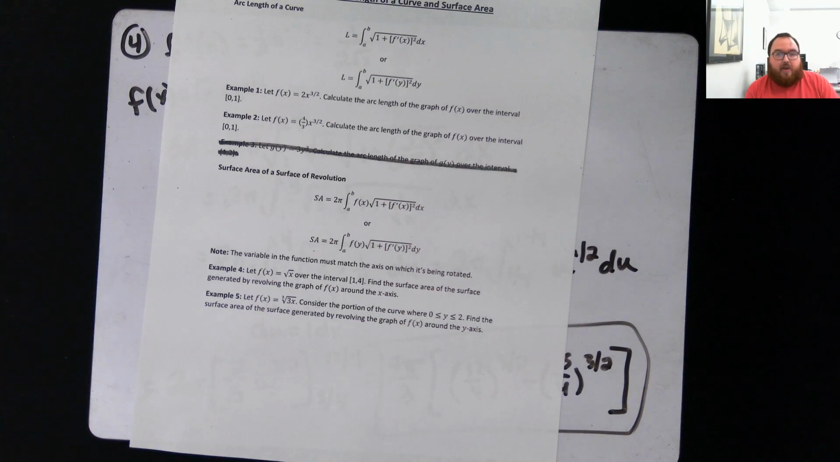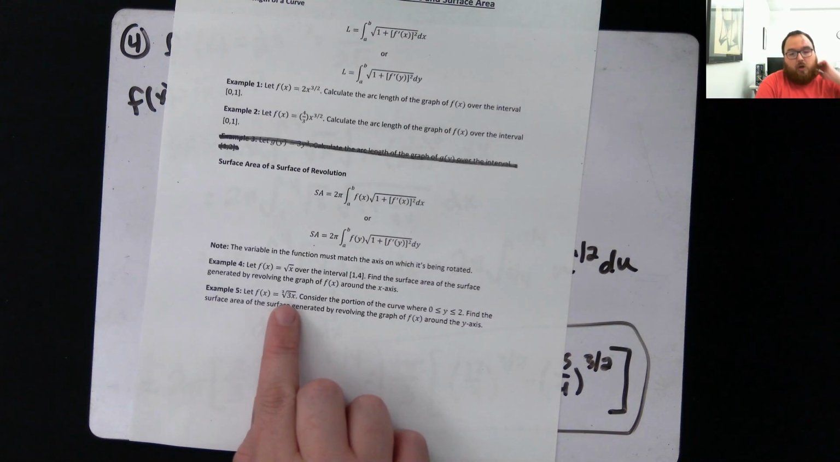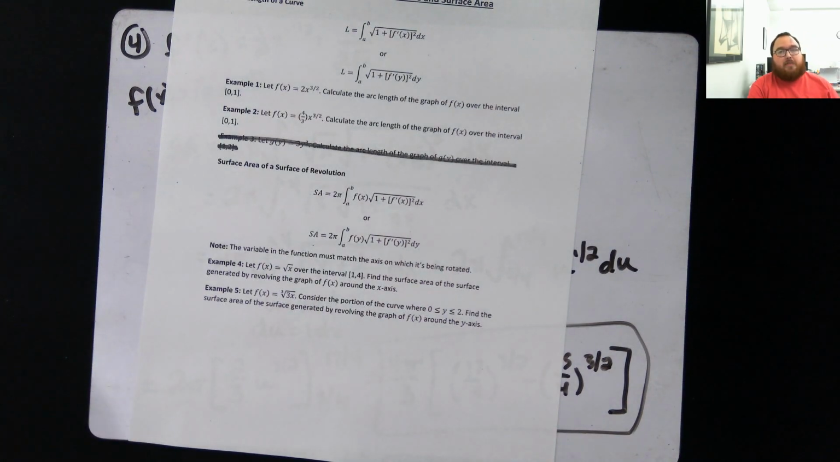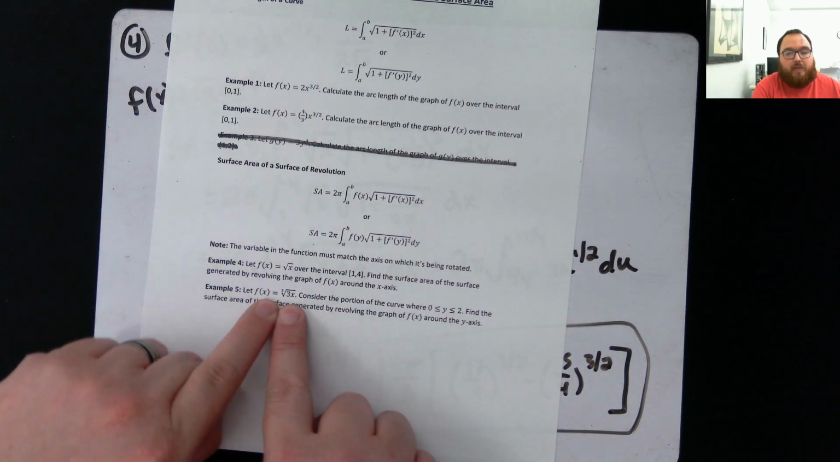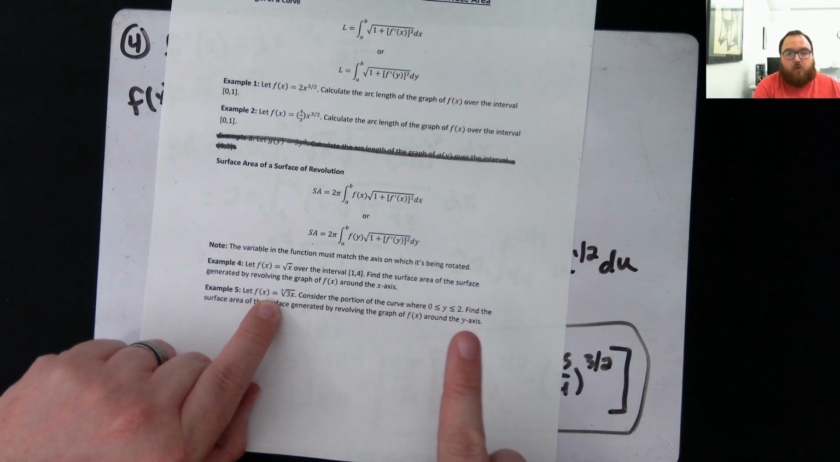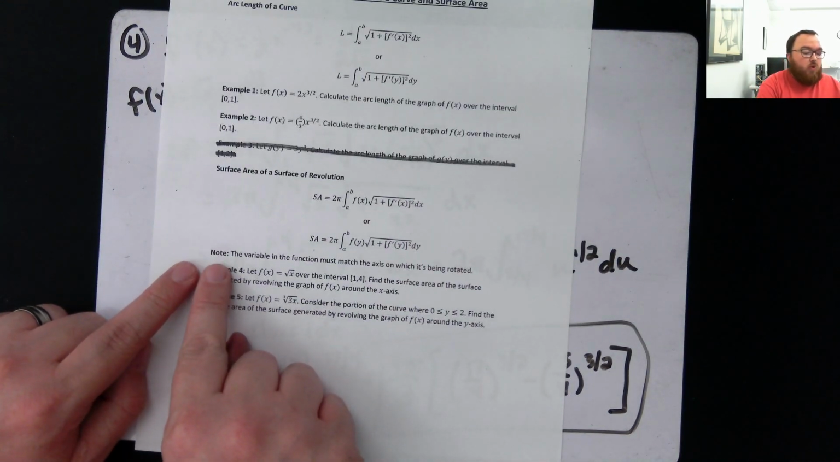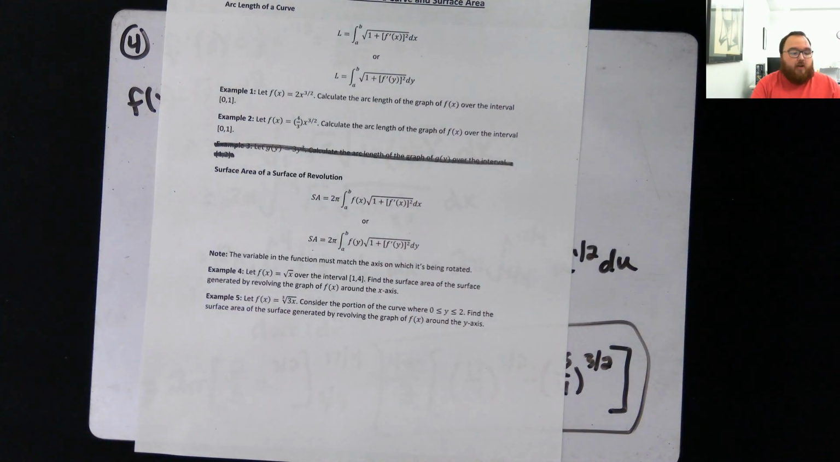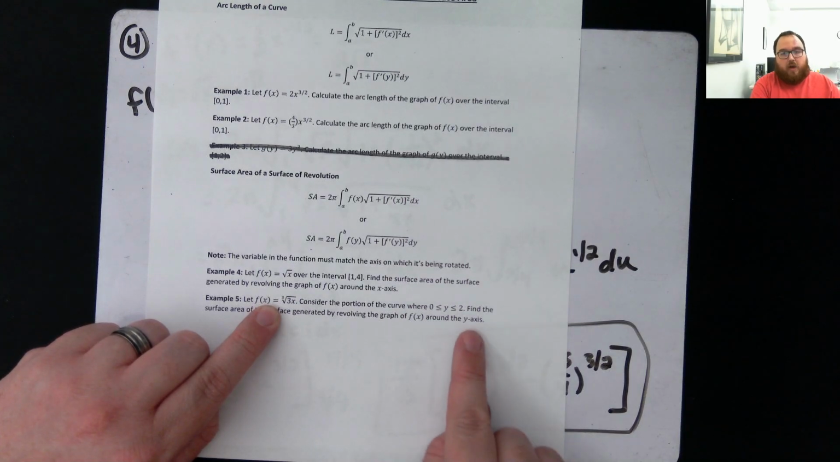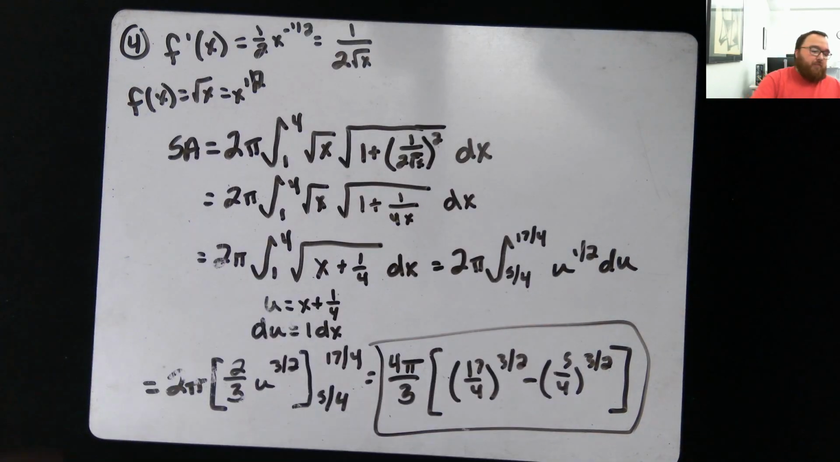So here lies our problem. This is in terms of x rotating around the y. So what this means is I have to transform this to be in terms of y since it's being rotated around the y. Because of this note here, they've got to match, right? So I need this to be in terms of a y since I'm rotating around y. So let's start with that.